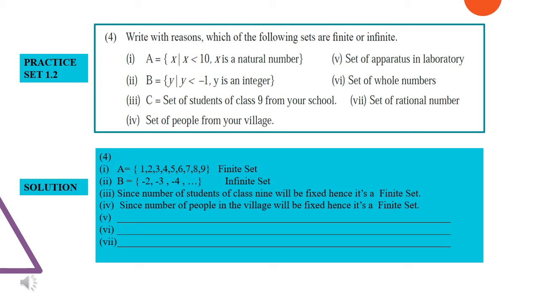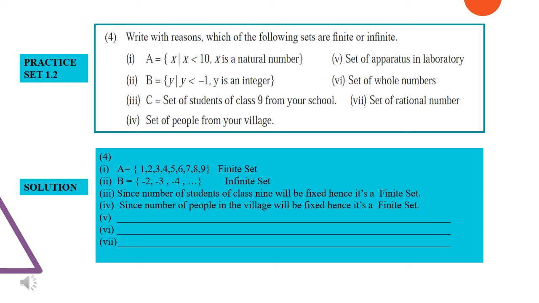I have solved the first 4 questions for you. The remaining 3 you will solve on your own, and you'll be writing it in your notebooks. Question 1. A is equal to x such that x is smaller than 10 and x is a natural number. So, my answer is A is equal to 1, 2, 3, 4, 5, 6, 7, 8, 9. So, all the natural numbers less than 10. Therefore, yes, it's a finite set.